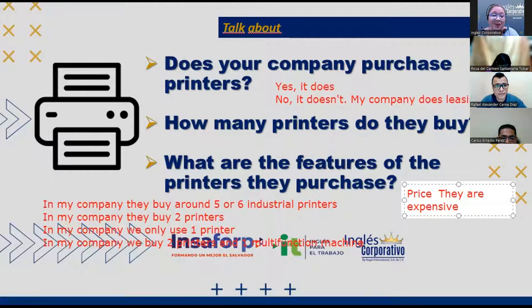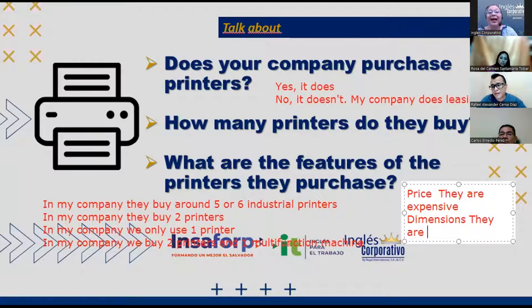Si hablamos del precio, ¿sí? A ver. Excuse me? Discount for quantity. Oh, okay, because of the amount, right? Yes, very good. Si hablamos de las dimensiones del producto, ¿qué podríamos decir? They are small or they are big? Regular size. Medium size. Okay.